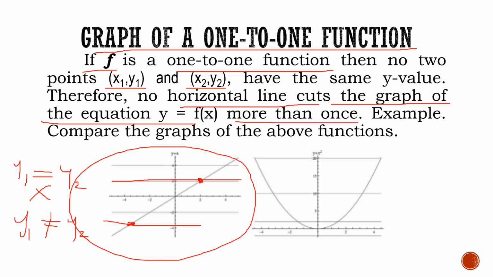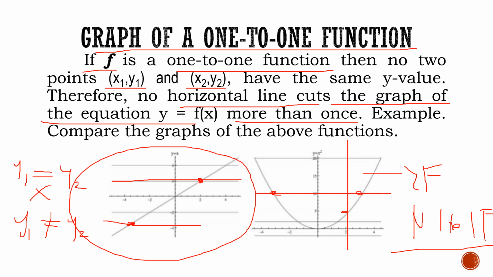So in your second graph here, if we apply your vertical line, as you can see, there is only one point of intersection. So it is a function. It is a function, but not a one-to-one function. Why? If we apply the vertical line test, we satisfy that there is only one point of intersection between your vertical line and your graph. Therefore, we can conclude that this graph is a function.